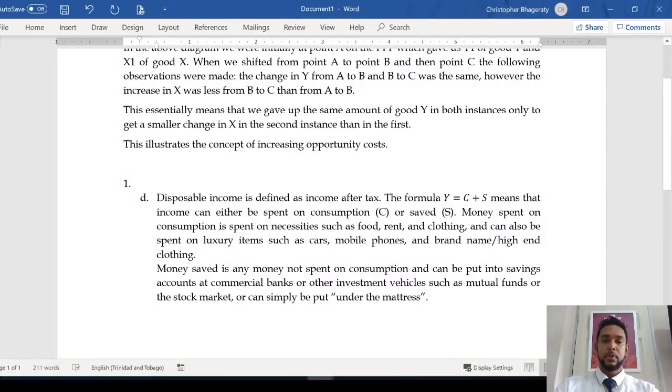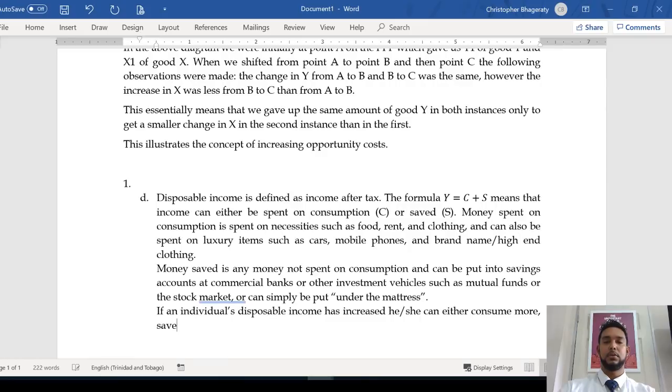So if an individual's disposable income has increased, he or she can either consume more, save more, or both. Did you all learn about a concept called the marginal propensity to consume? Okay, so that's more of a higher level thing. I didn't learn about it in Form 5, but I was in Form 6 for me, sorry.